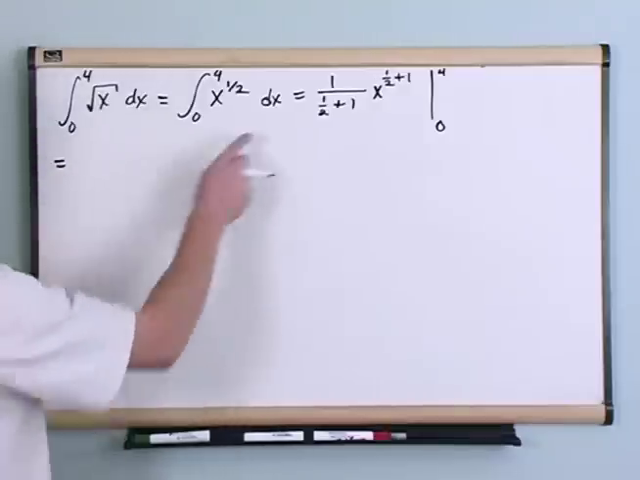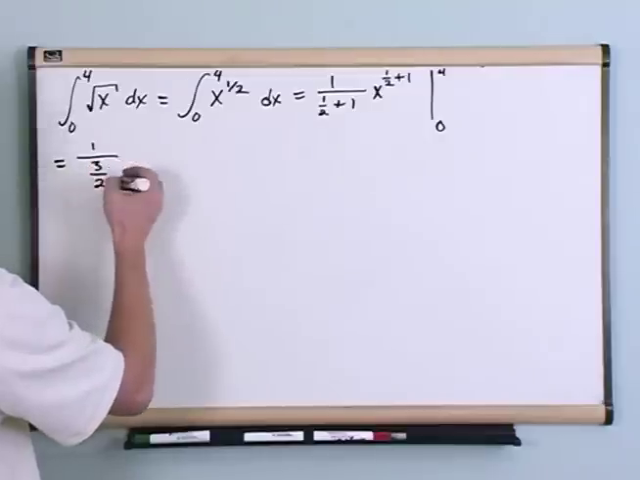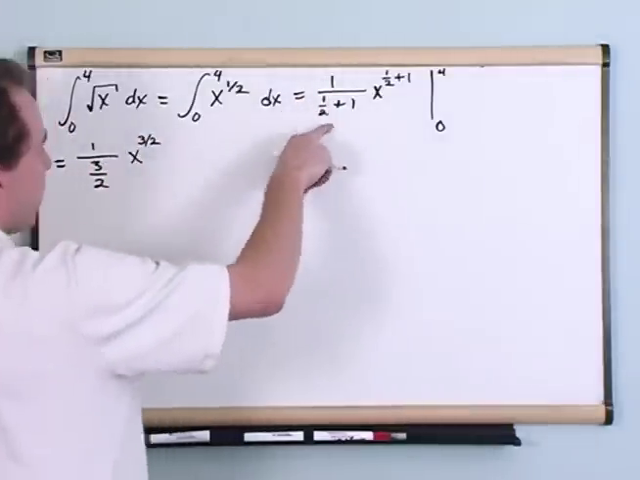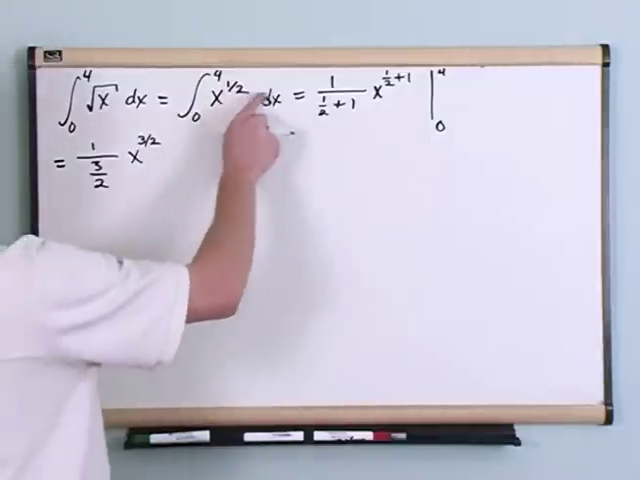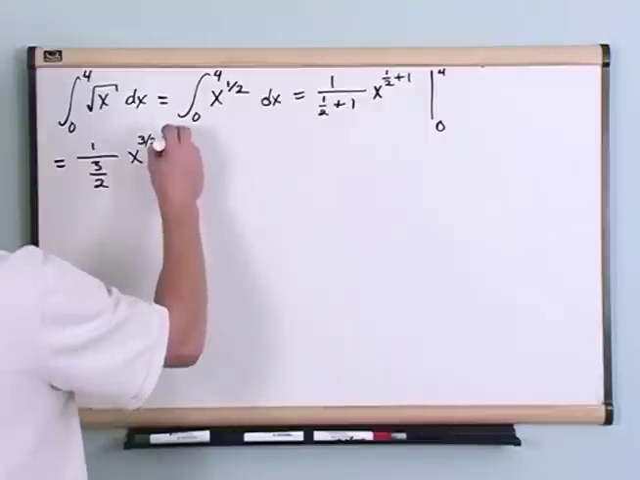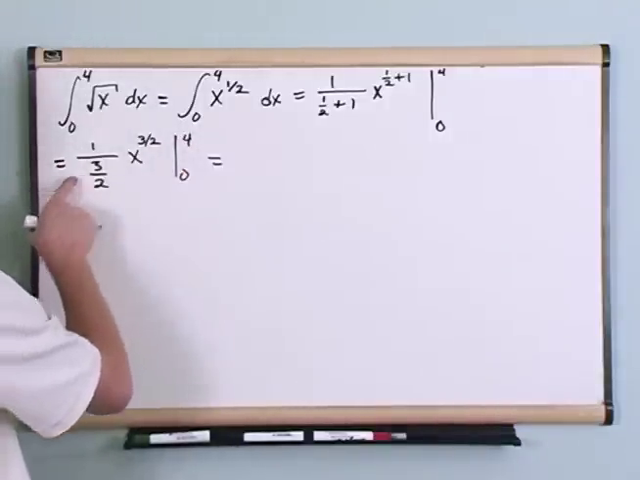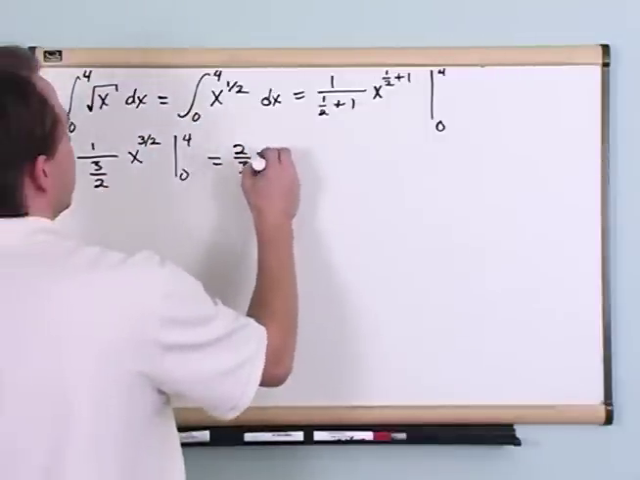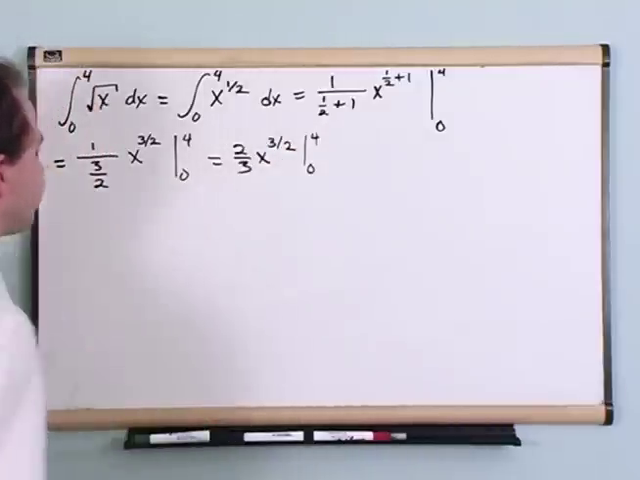So this will be 1 over 3/2 x to the 3/2. Now you could have done that in your head, but I was writing it explicitly so you know what I'm doing here. You just add 1 to the exponent, and that's how you get your answer there. And this is evaluated from 0 to 4. So 1 over 3/2 is just 2/3. You just flip it over. X to the 3/2, and this is evaluated from 0 to 4.